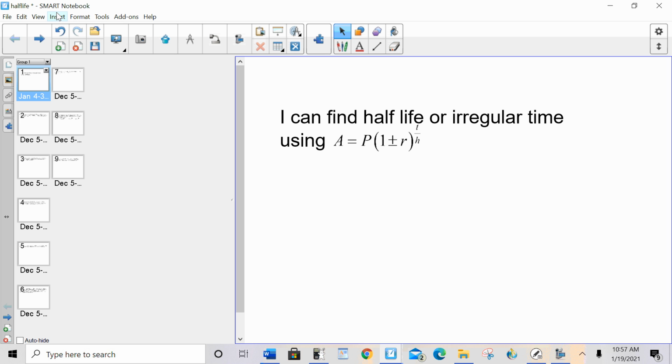Hello everybody, I can find half-life or irregular time using A equals P, 1 plus or minus r, to the t over h. So, in the last lesson we went through our song. We're going to go through our song one more time, and we're going to talk about what everything means. So let's get that going now.